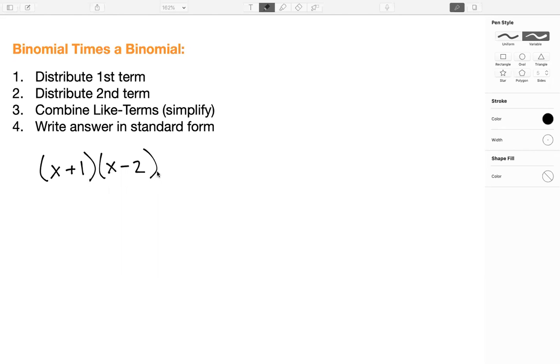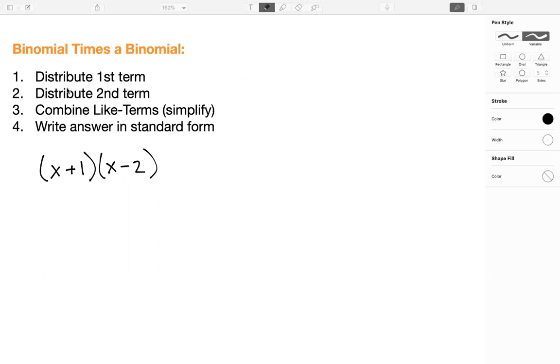Now you probably learned about this in another class in the past, and it was called the FOIL method. We're not going to use FOIL in this class. Why? Because it doesn't work for the next set of problems we're going to do in notes 9. So you're going to learn a method that you are going to be able to use for more complicated problems.